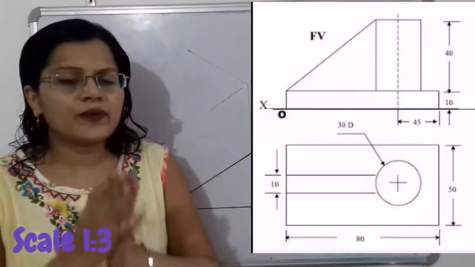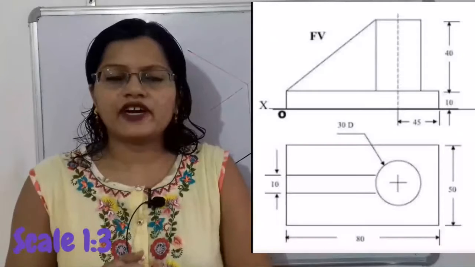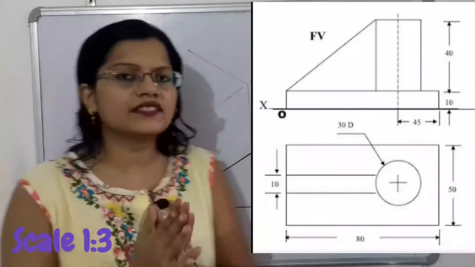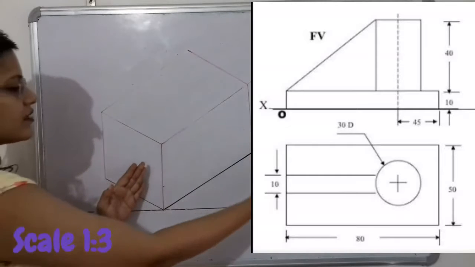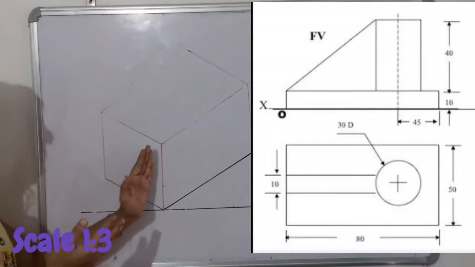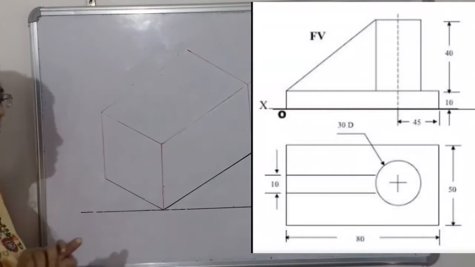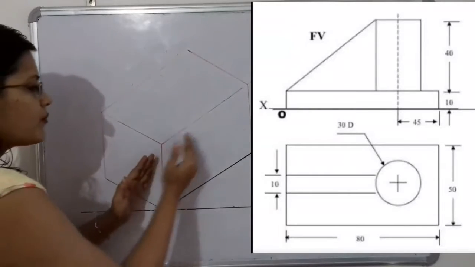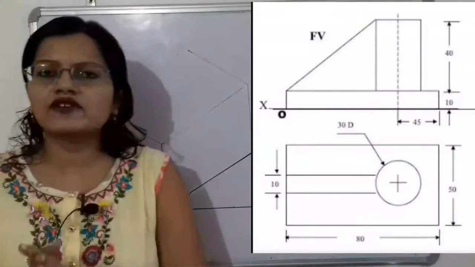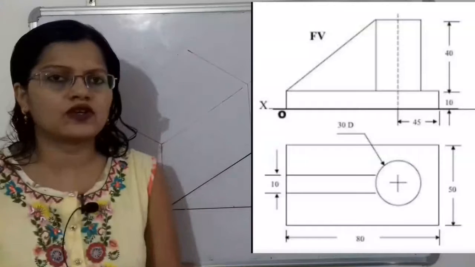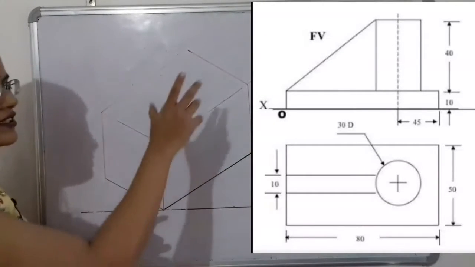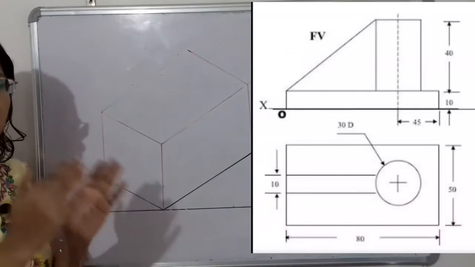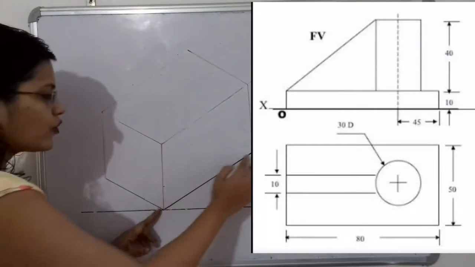Now we have to plot the front view on the right hand side. Here is the right hand side and left hand side. Because of this vertical line, this portion is called the right hand side and this portion is called the left hand side. If we plot the front view here, the front view indicates the total length and total height. So this line should be equal to the total length, that is 80 millimeter. So 80 into 3, that is 240 millimeter.